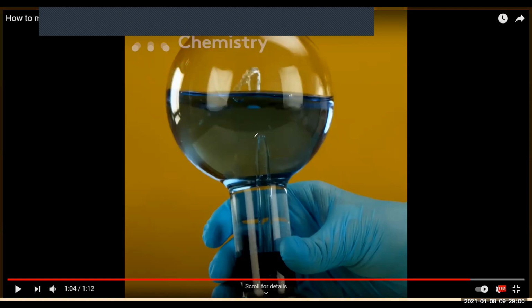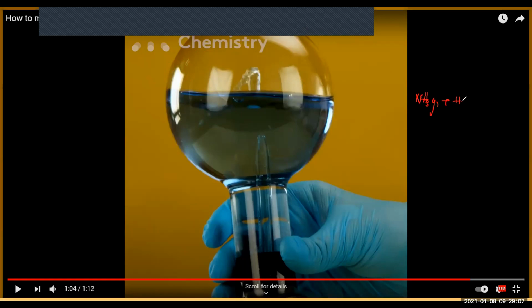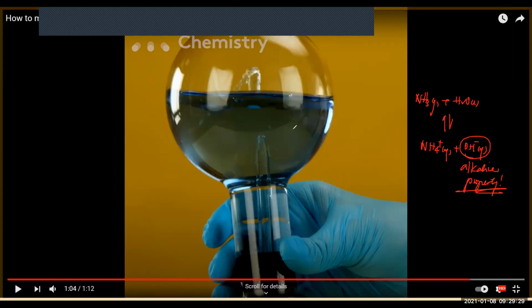alkaline. Okay? Why is it alkaline? Ammonia gas dissolves in water, and ionizes to form what? Ammonium ion and hydroxide ion. The slight excess of hydroxide ions shows the alkaline property. So we make the indicator turn blue. Do you understand?